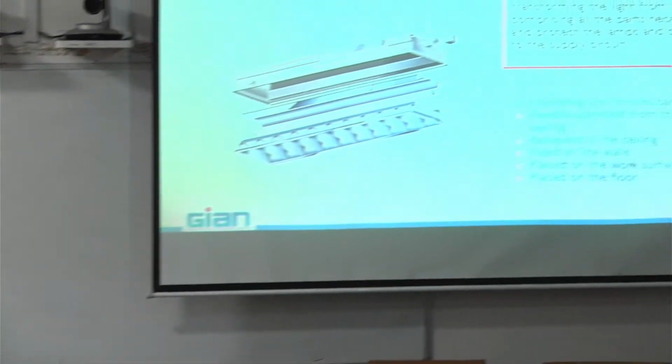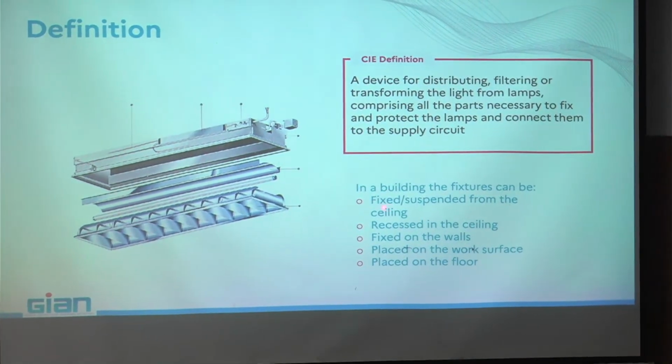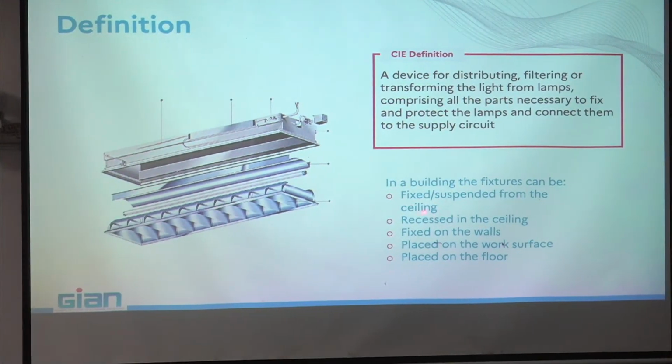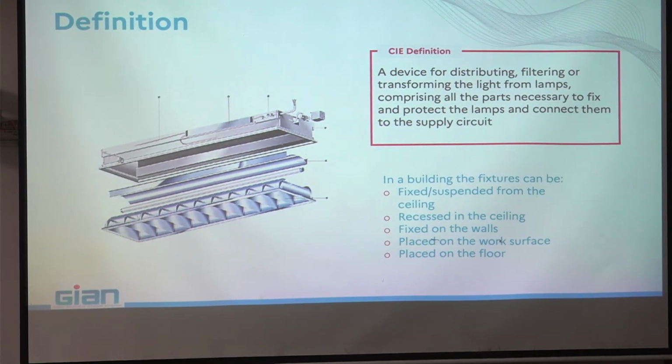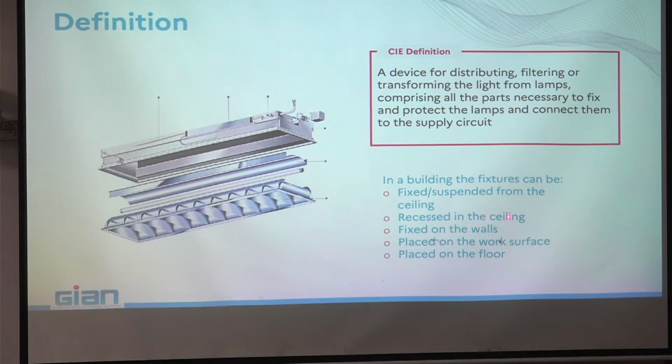And in a building, we can find different kinds of fixtures. We can find suspended or fixed fixtures in the ceiling. They are just fixed there, or at a distance from the ceiling. They can be recessed in the ceiling. This is the case here. They can be fixed on the wall.